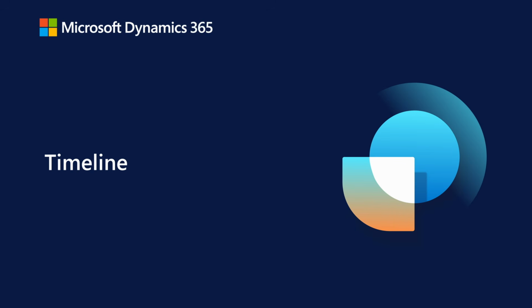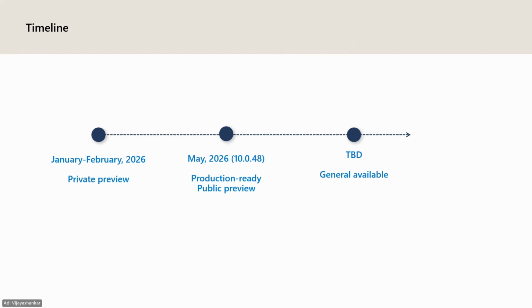about the timeline of the procurement agents. For the impact analysis procurement agent, we went private preview early this year with some select customers, and we're testing it out, collecting feedback. And then in May, as part of 10048, we went production ready preview. So that's already out now. And we also are in the same production ready public preview with supplier communications. So both impact analysis and supplier communications are in production ready public preview in 10048.